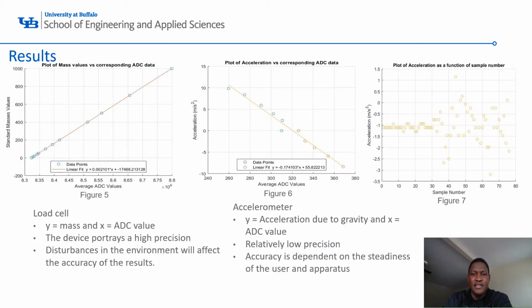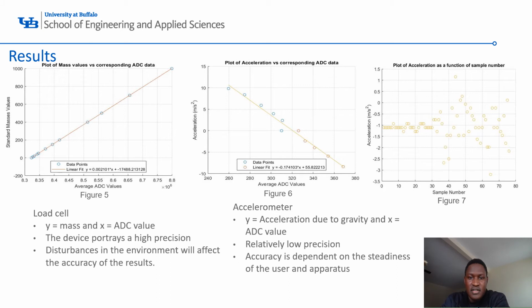So, as far as the results are concerned, the objective was to collect data, plot a graph, and generate a regression line. For the load cell, the line of best fit would help determine the mass of the object placed on the load cell, given that we know the generated ADC values. Whereas for the accelerometer, the line of best fit would help determine the acceleration due to gravity of the accelerometer, given that we know the yielded ADC values.